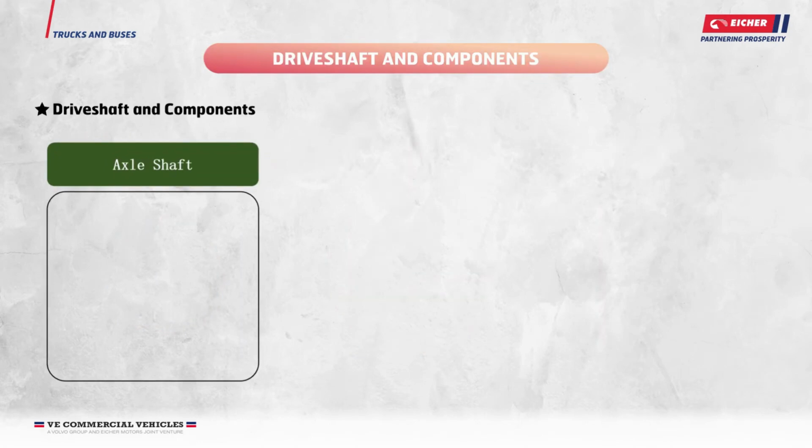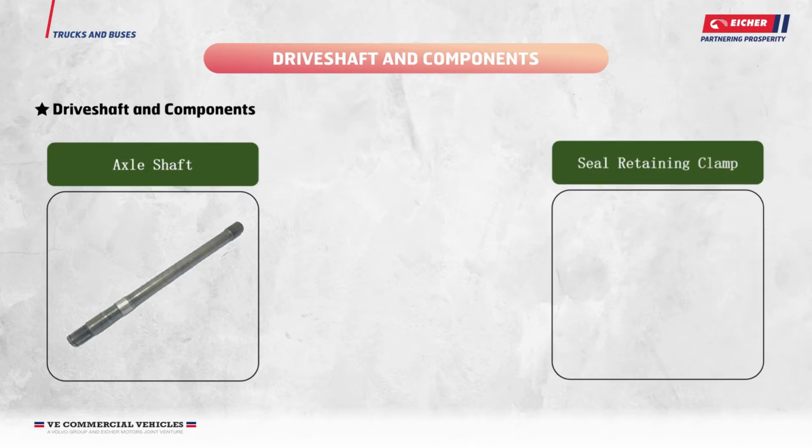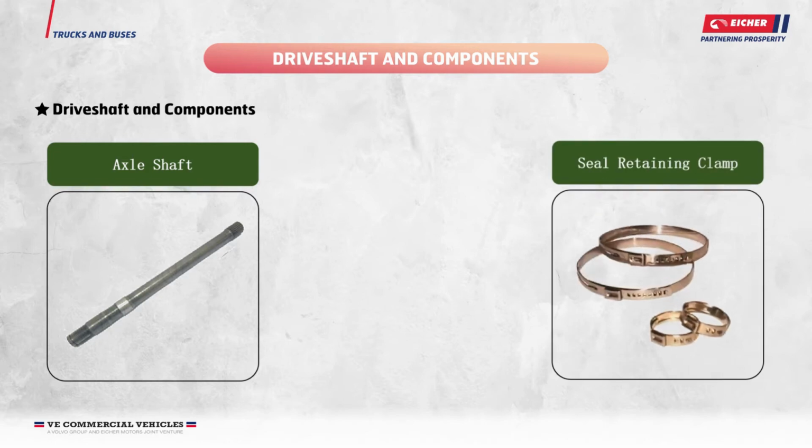Axle shaft. This is a solid or hollow rod that connects between the inner and the outer CV joints. Seal retaining clamp. The seal retaining clamp is placed over the sealing boot. It is used to lock the sealing boot to the drive shaft end to prevent leakage of grease or lubricant from the boot or prevent dust entering the boot. It is needed to ensure that the clamp is suitably tightened.